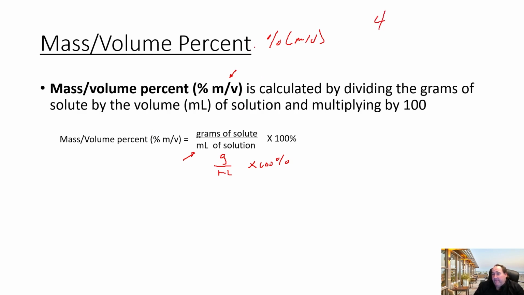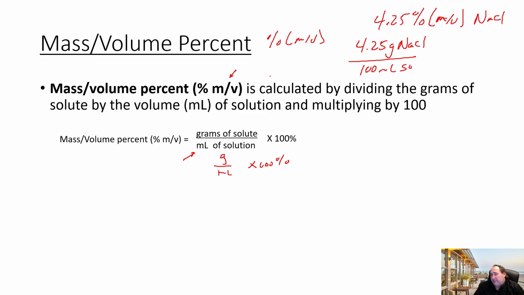If you did have, say, a 4.25% mass to volume of sodium chloride, that would mean that you would have 4.25 grams of sodium chloride in 100 milliliters of solution. Or in 100 milliliters of solution, you would have 4.25 grams of sodium chloride. So once again, it might be easier in certain calculations to move them into a conversion factor and do more of a dimensional analysis approach.